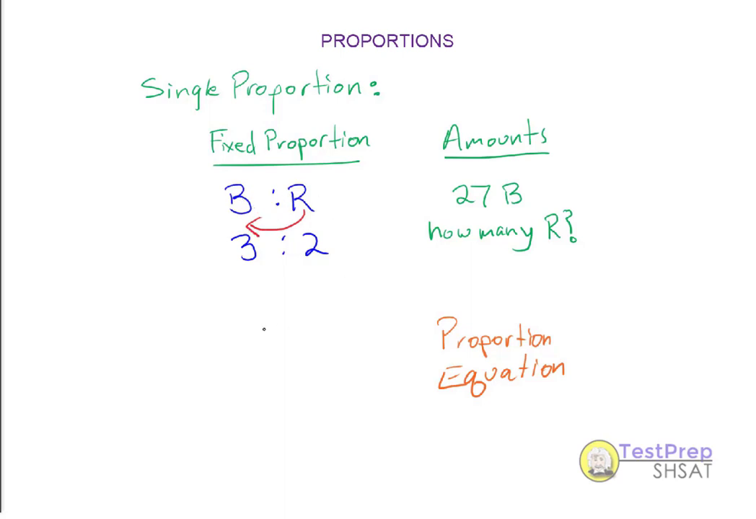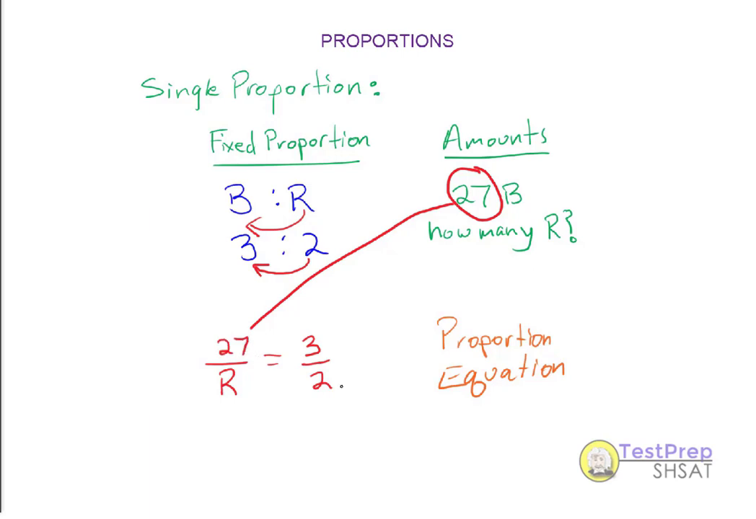So B to R becomes B over R, the number of B over the number of R, and that equals our fixed proportion. Again, swing the second part of the proportion under the first as the fraction, 3 divided by 2. So the number of B divided by the number of R equals 3 divided by 2. At this point, I know how many B's I have. The amount of B's given in the problem was 27.